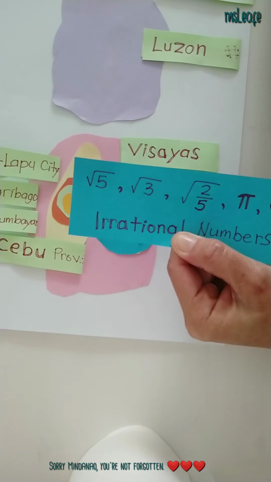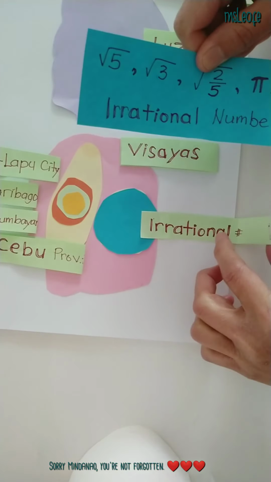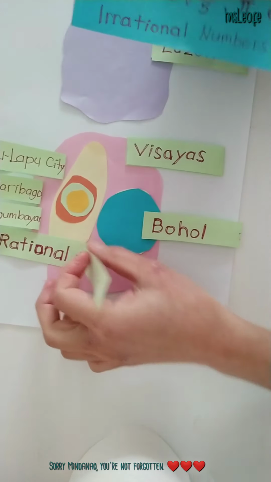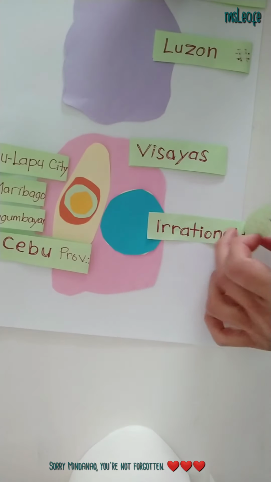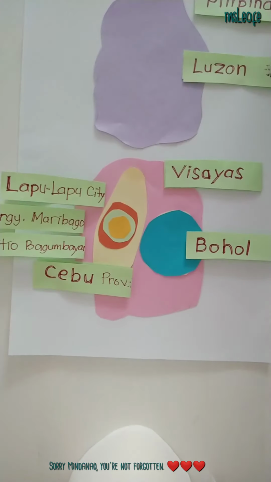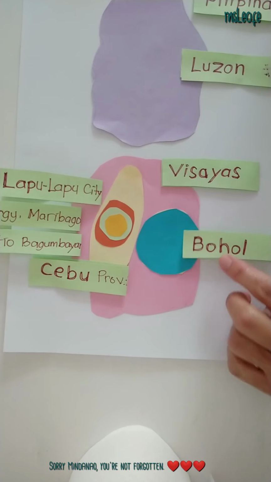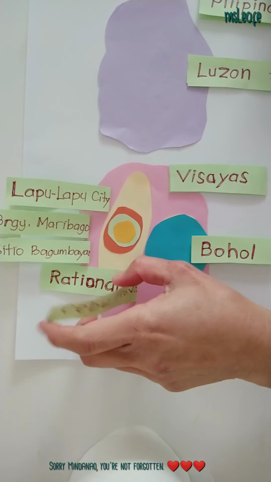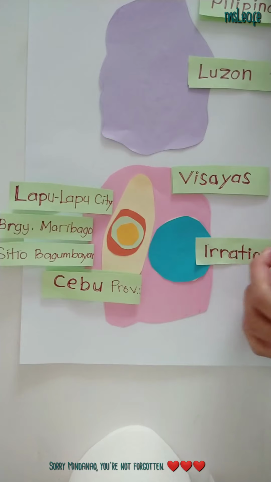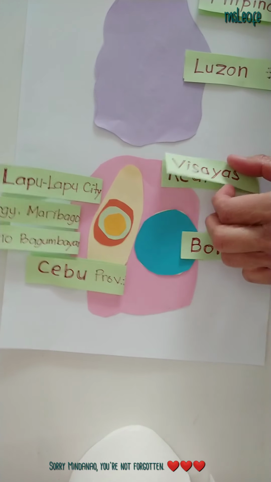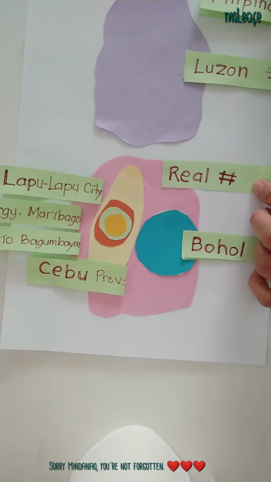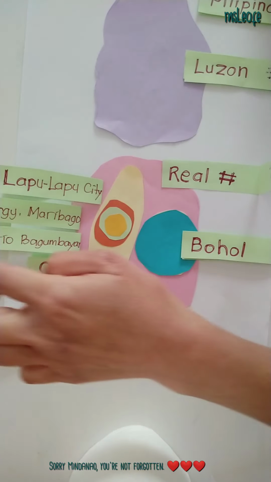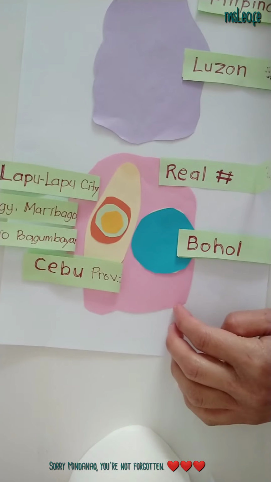Pi and e. So irrational numbers are not rational, so they don't belong to the province of Cebu. The province of Cebu is rational. The province of Bohol is irrational. Cebu province and Bohol belong to Visayas. That means rational numbers and irrational numbers belong to Visayas, which is the real numbers. So real numbers contain all of them: whole numbers, integers, natural numbers, rational and irrational.